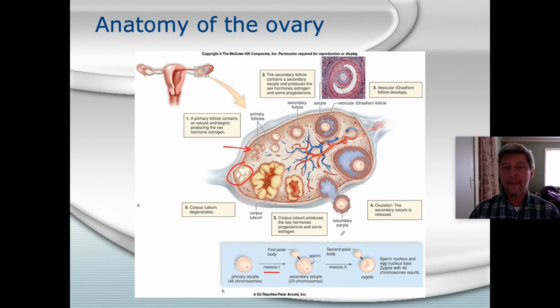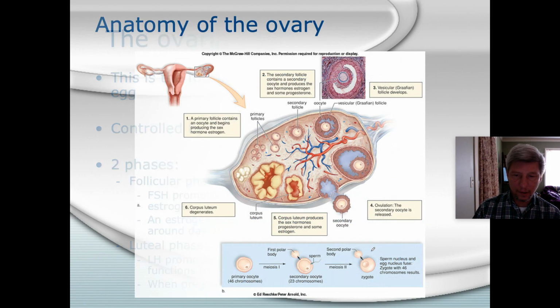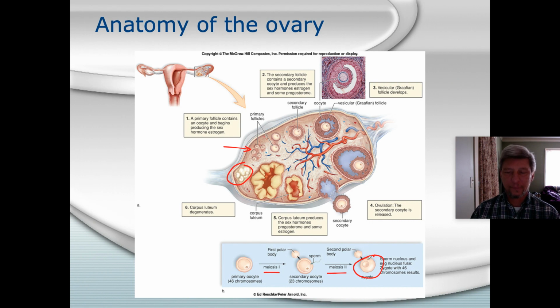Now, sometime after ovulation, the egg undergoes meiosis II to form the zygote, the egg, and the second polar body. All right, this is actually not true. This is the egg, not the zygote. All right, so get rid of that.